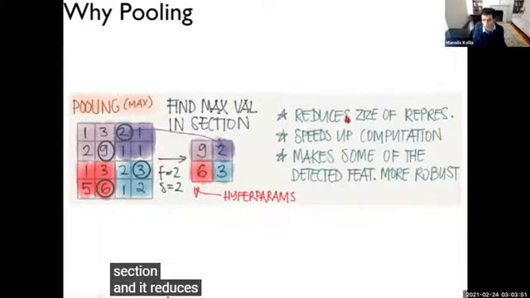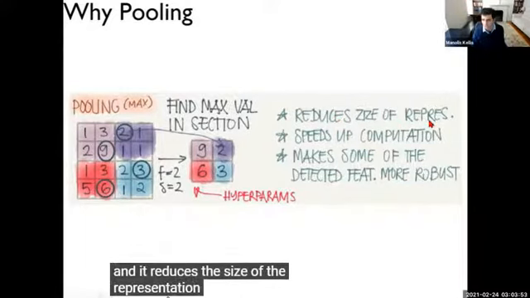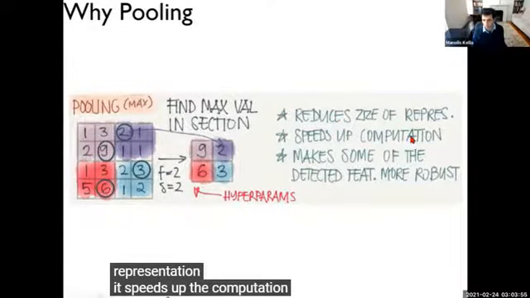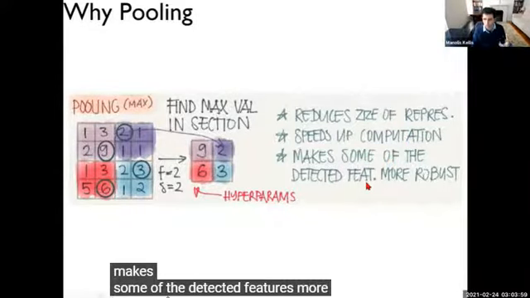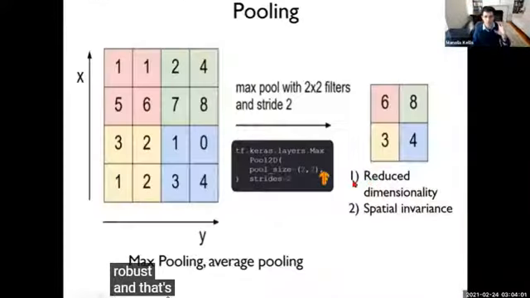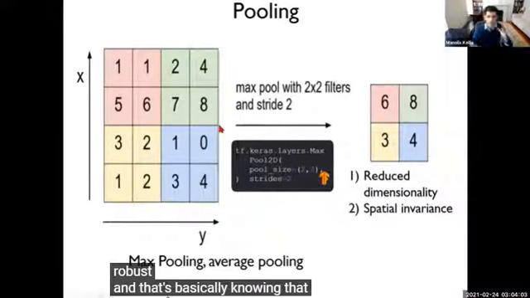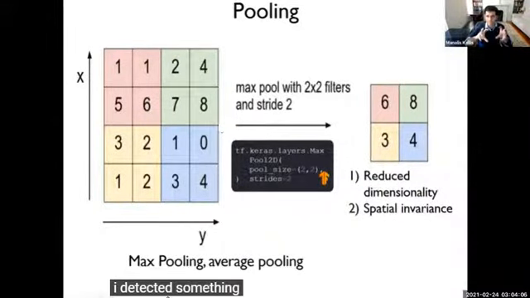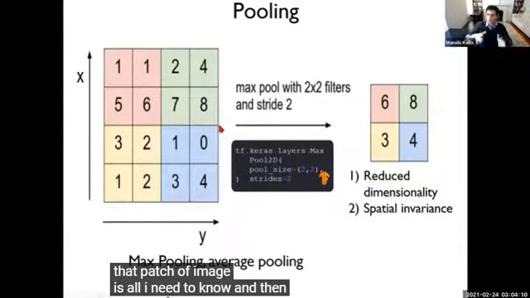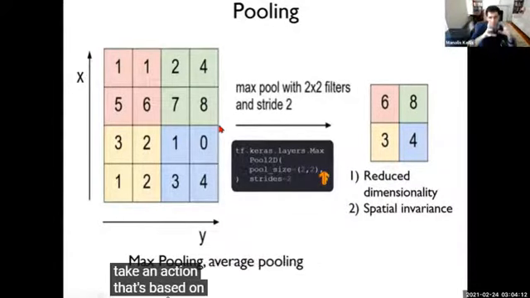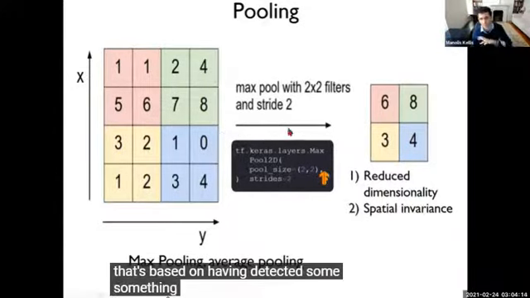And it reduces the size of the representation, it speeds up the computation, and it makes some of the detected features more robust. And that's basically knowing that I detected something anywhere within that patch of image is all I need to know. And then I can take an action that's based on having detected something anywhere.